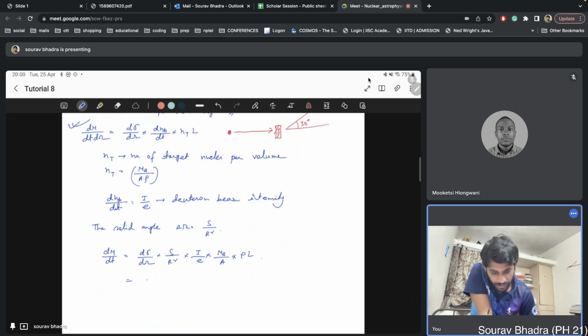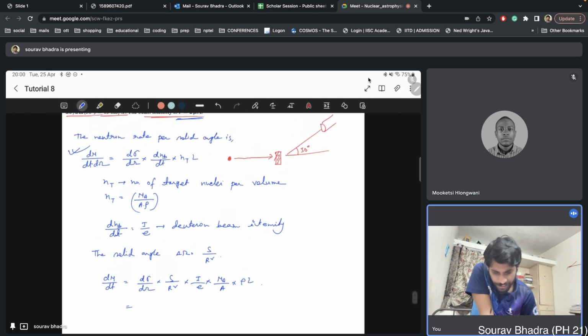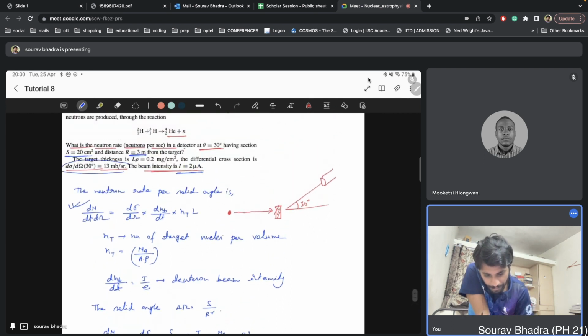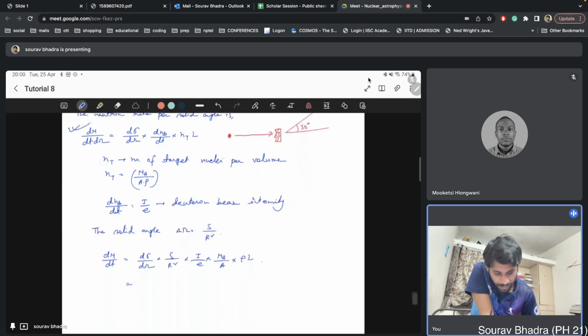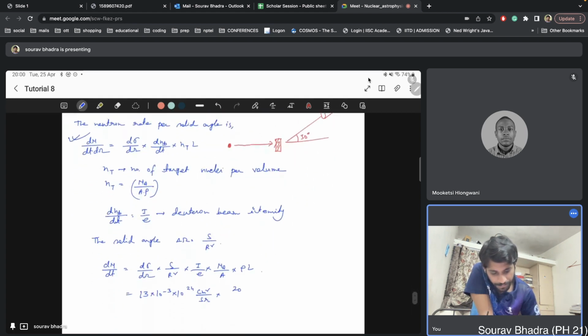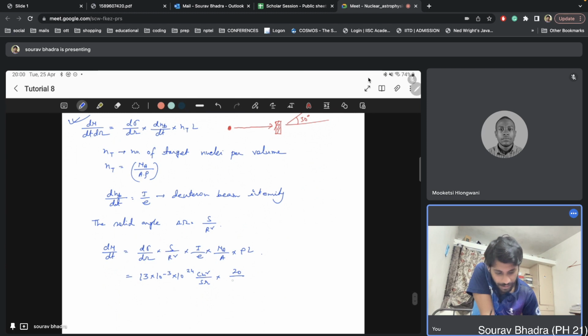So dσ/dΩ is also given, 13 millibarn per steradian. So 13 millibarn per steradian means 13 into 10 to the power minus 3 into 10 to the power 24 centimeter square per steradian, times S, which is given as 20, and R is 3 meter, that means 300 centimeter square. So we are taking the CGS unit, so length will be in centimeter and current will be in ampere.